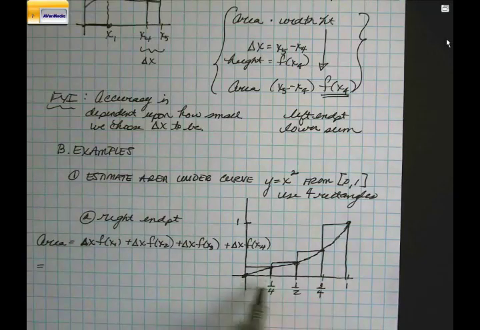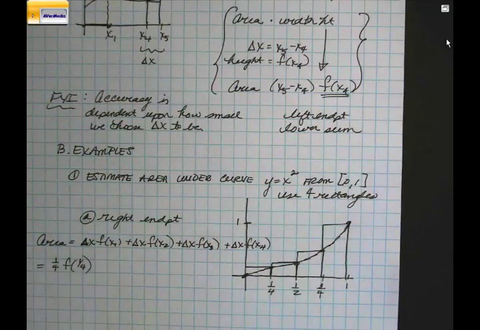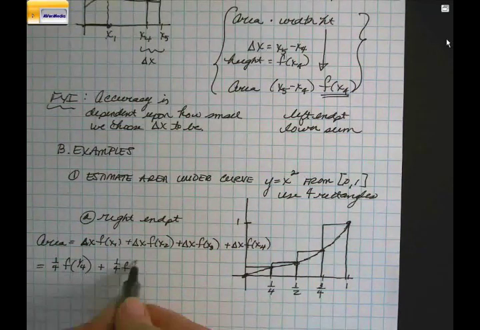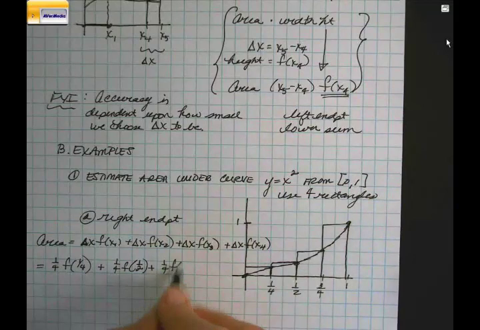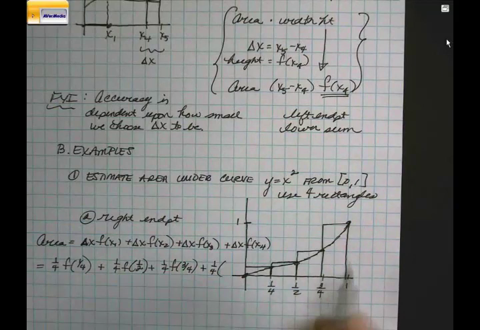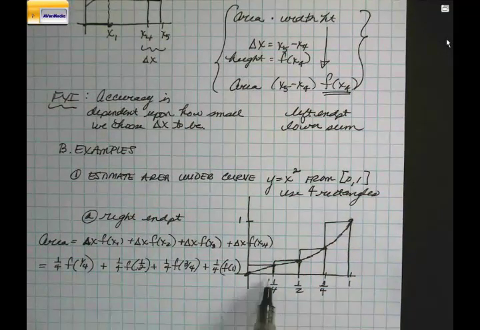Well, this turns out to be delta x, the width of the first rectangle, is 1/4, and then f of 1/4. The second one, the width of the rectangle is 1/4, and you're wanting the vertical value at an x value of 1/2. The third one, your width is still 1/4, and the height at 3/4. And the last one, your width of 1/4, and your height at 1. There's your width times height of every one of the 4 rectangles using the right endpoint of each rectangle.